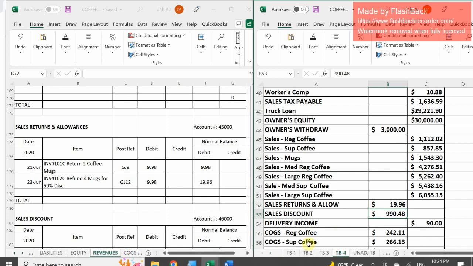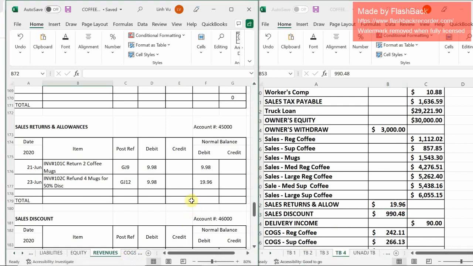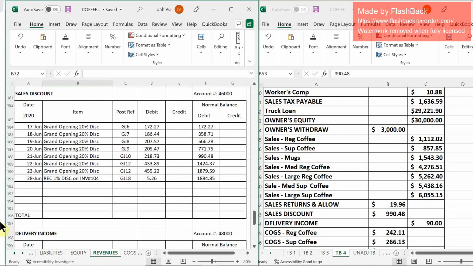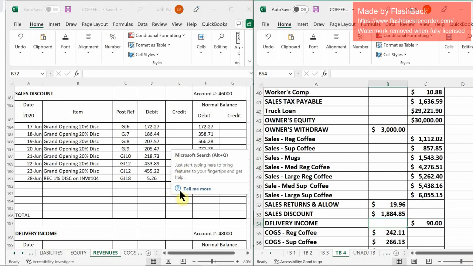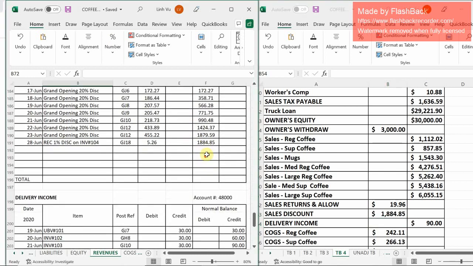And then sales discount. Okay. Yes, we just recently recorded an additional discount. Okay. And we racked up a total of $1,884.85 worth of discounts. Okay, which is a debit, right? It goes against earning your total sales.